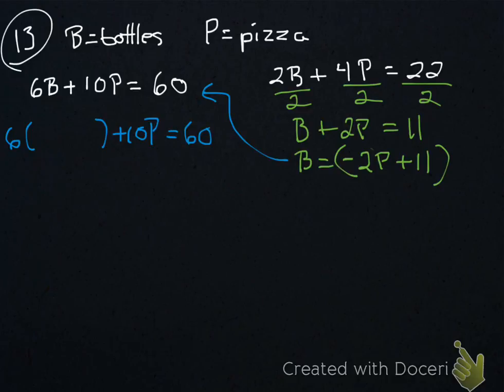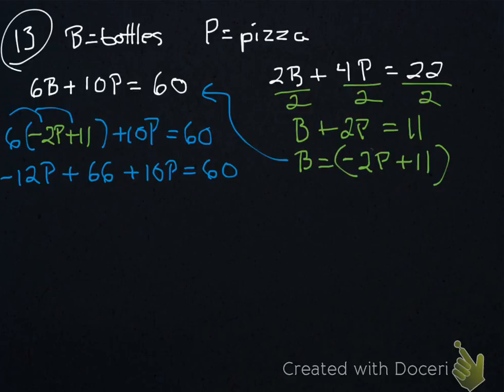Well, what is my expression that I'm plugging in? Negative 2P plus 11. Easy enough, right? We need to distribute that 6. So 6 times negative 2 is negative 12p, 6 times 11 is 66, plus 10p equals 60.